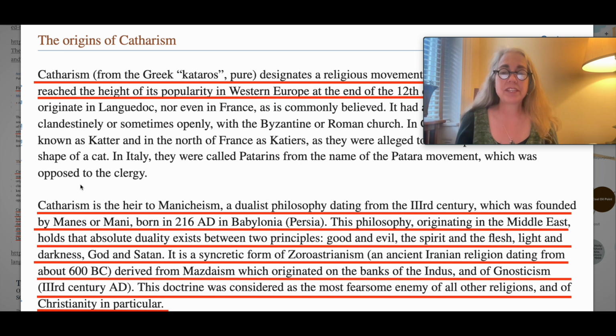It says that it's an heir to Manichaeism, a dualist philosophy dating from the 3rd century, founded by Manes or Mani, born in 216 AD in Babylonia or Persia. And it says it originates in the Middle East, holding that absolute duality exists between two principles: good and evil, spirit and the flesh, light and darkness, God and Satan. It is a syncretic form of Zoroastrianism, an ancient Iranian religion dating from around 600 BC, derived from Mazdaism, which originated on the banks of the Indus, and of Gnosticism, 3rd century AD. It was considered the most fearsome enemy of all other religions, and Christianity in particular.